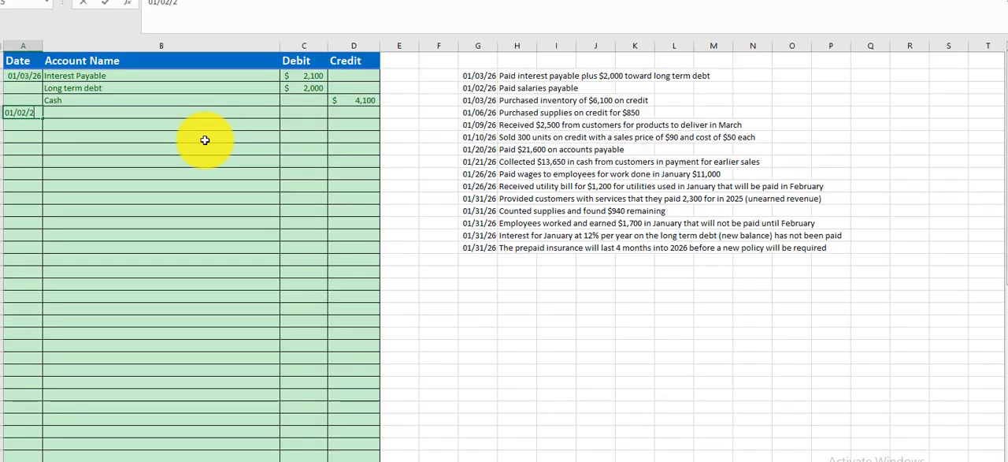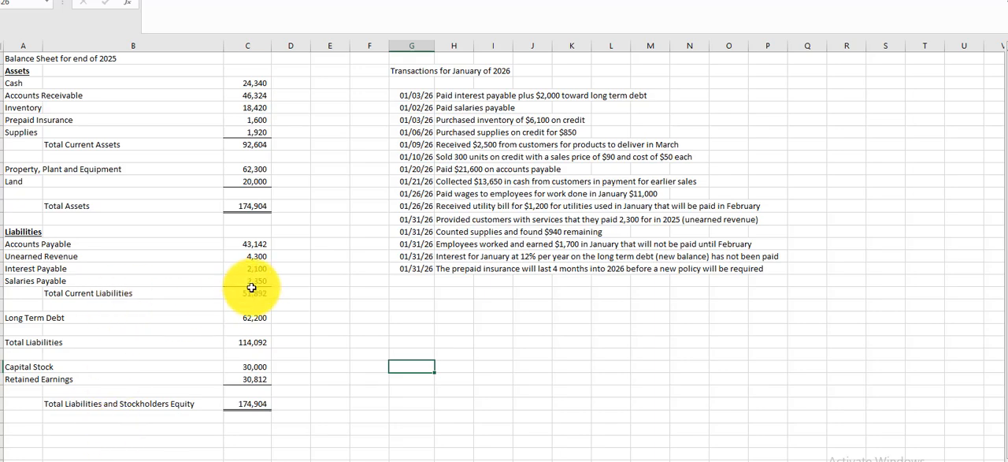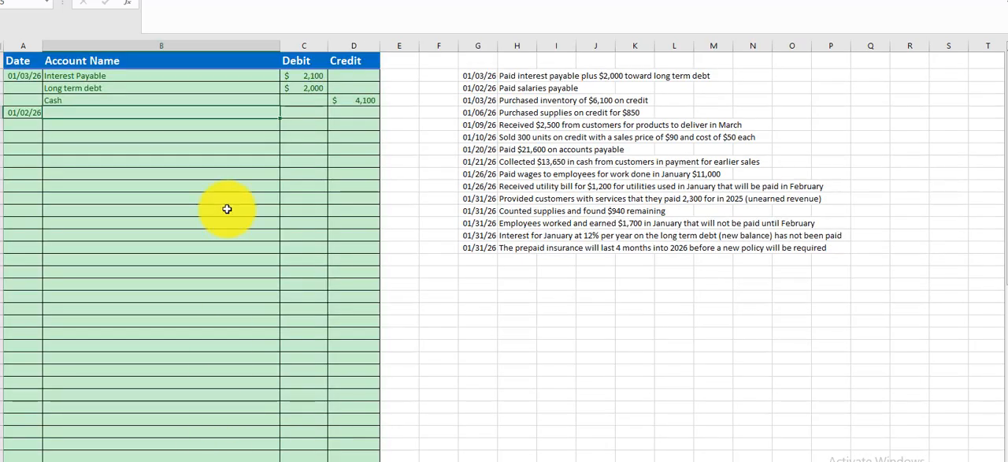Put the date again. Okay, we're paying the salaries payable. So salaries payable is $2,350. We're going to debit that because we're going to make it go down. And we're going to credit cash because that's going to go down because we're going to pay the cash. All right, we're off and rolling.